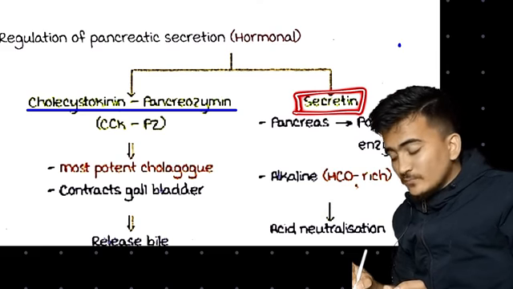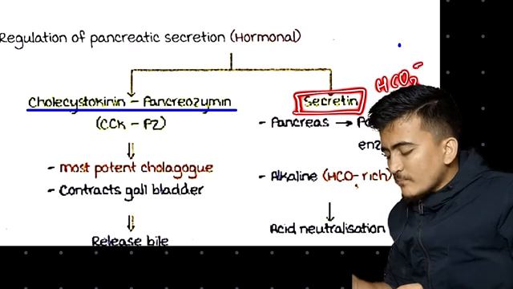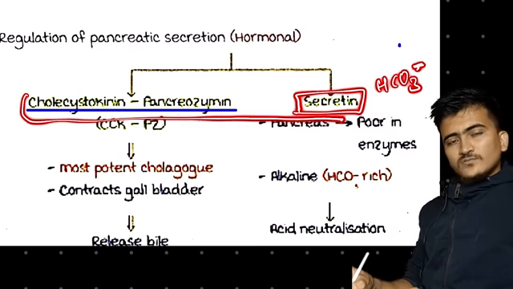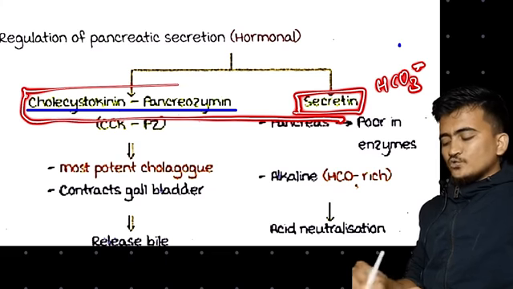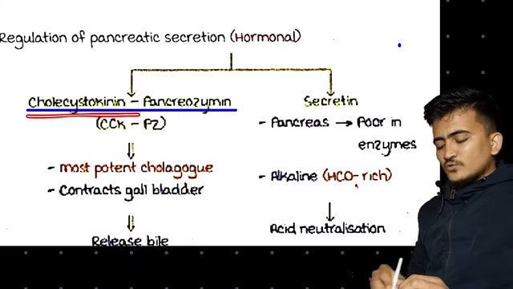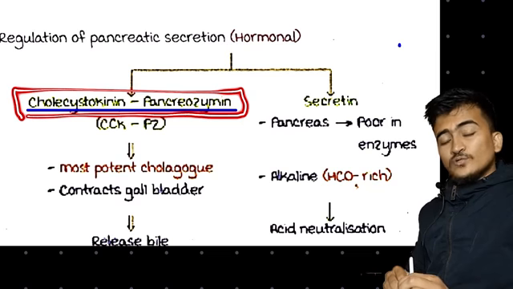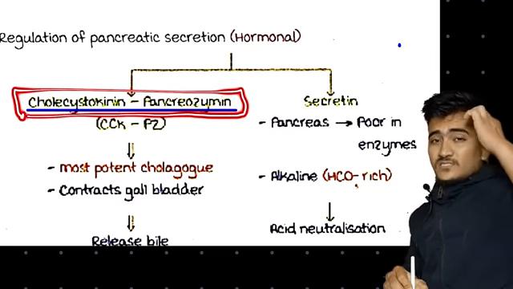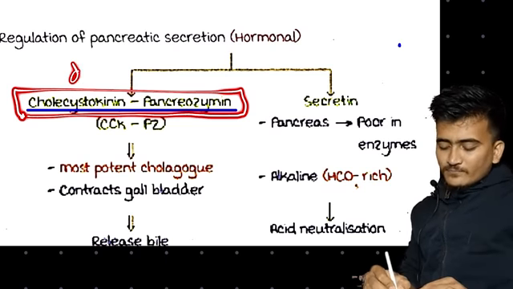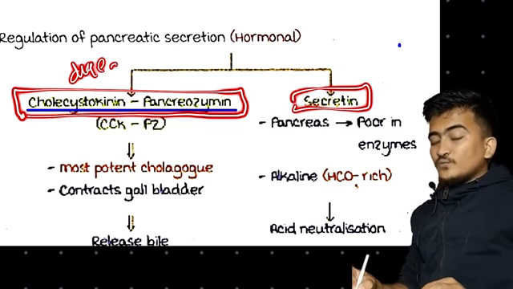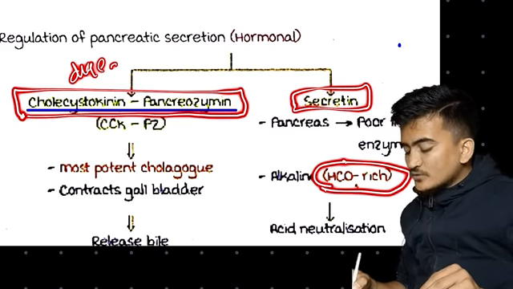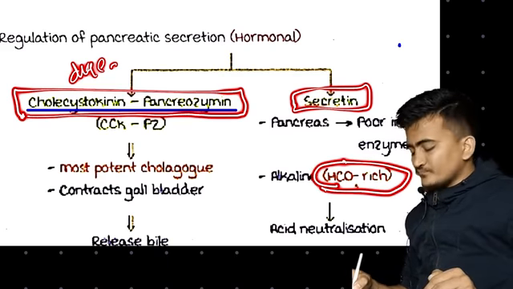Digestive enzyme. That will be rich in HCO3 minus. So what is the difference between these two regulating hormones? The difference is that cholecystokinin, pancreozymin, will enhance pancreatic secretion, but that will be rich in our digestive enzyme. But in the case of secretin, it will enhance pancreatic secretion, but it will be rich in what? HCO3 minus, right? That's all.